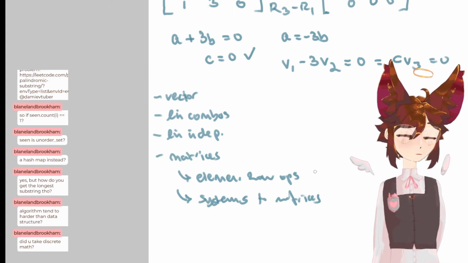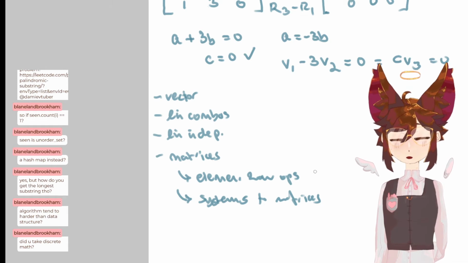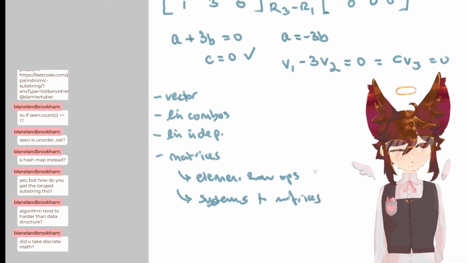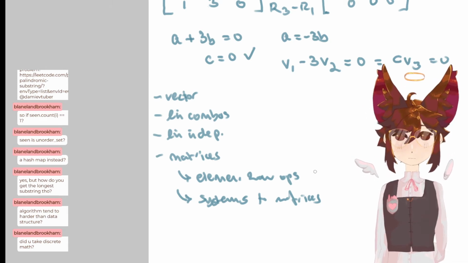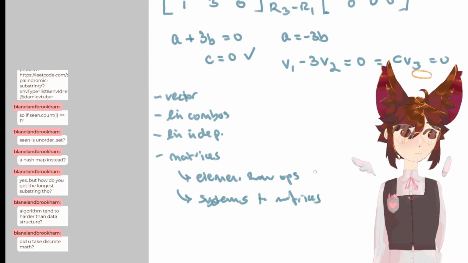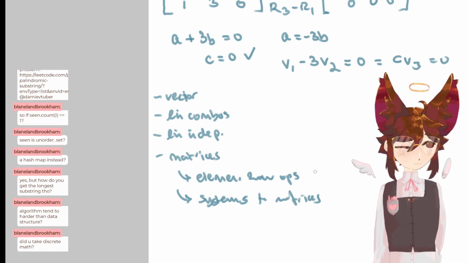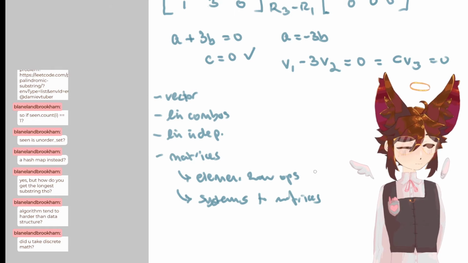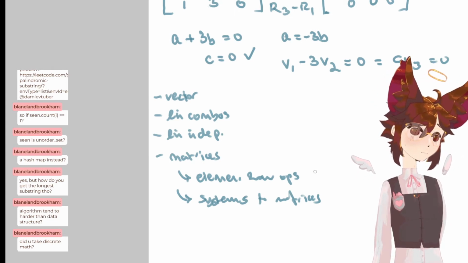Did I take discrete math? No. I'd like to, though. I'm thinking of doing a math minor, actually. But probably not till my senior year, or my master's, if I end up getting my master's. Depends. I'd like to, though.